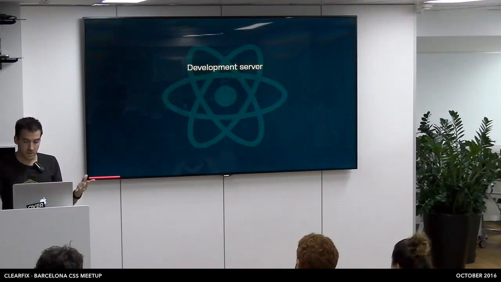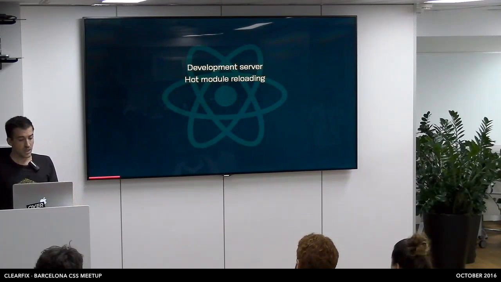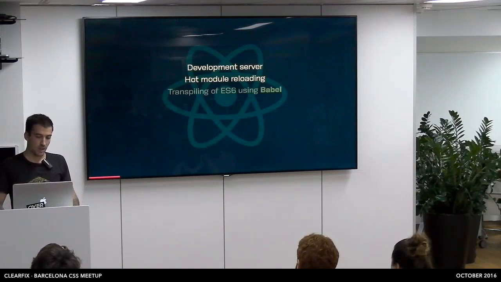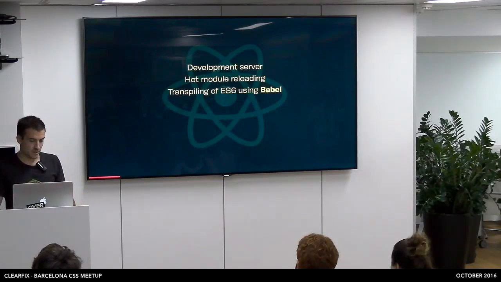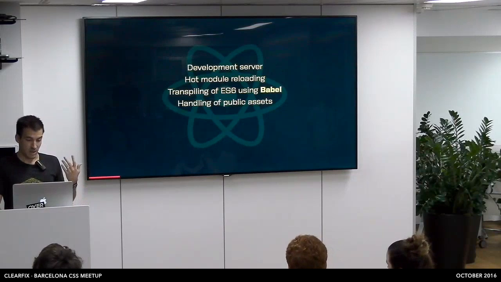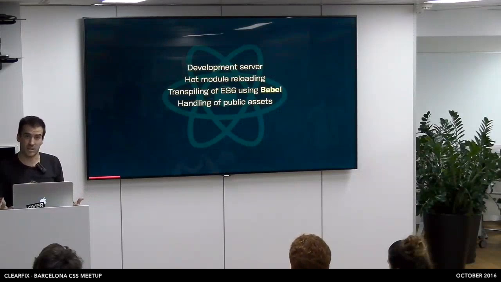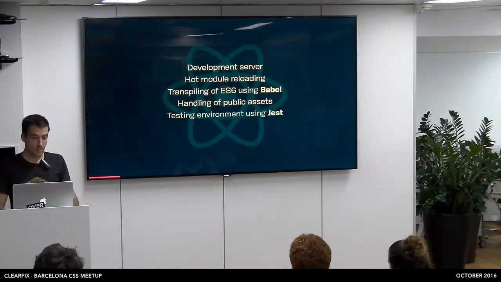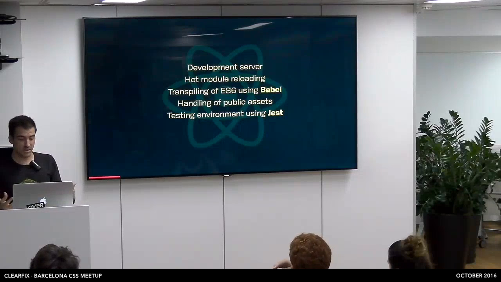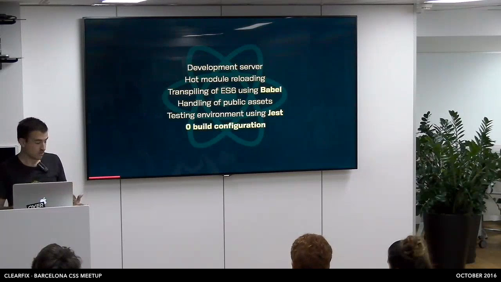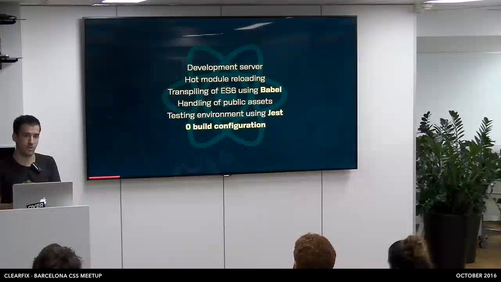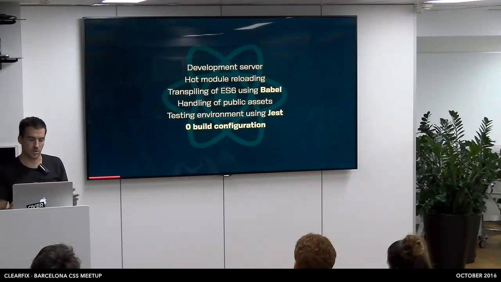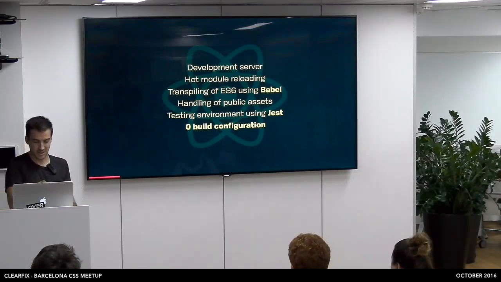It gives you a development server, a local development server. It gives you hot module reloading. It gives you transpiling of JavaScript ES6 using Babel. It handles public assets in a kind of simple way. And it gives you a testing environment using Jest. And all of that, it does with zero build configuration. So you don't have to touch a line of configuration. You just start dropping JavaScript there. I have a note here that says, apologize for introducing JS fatigue in a CSS meetup.